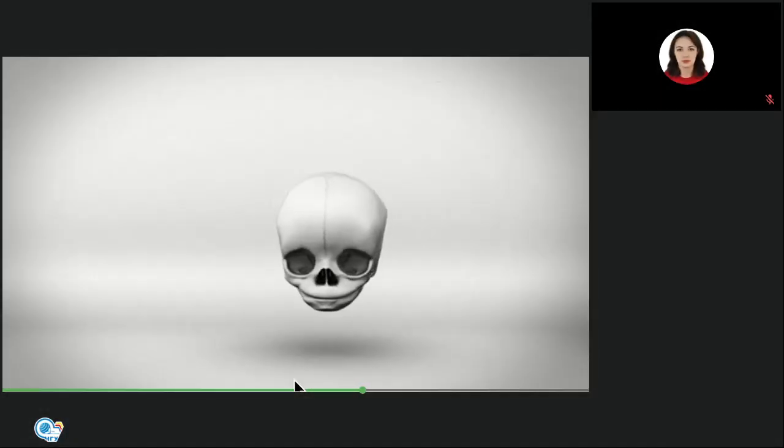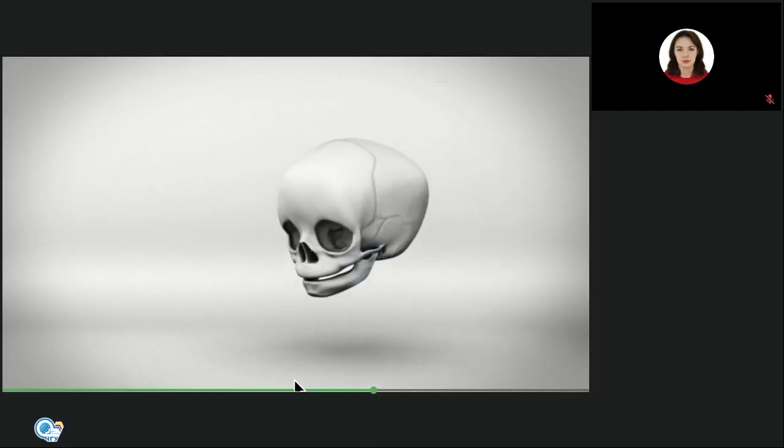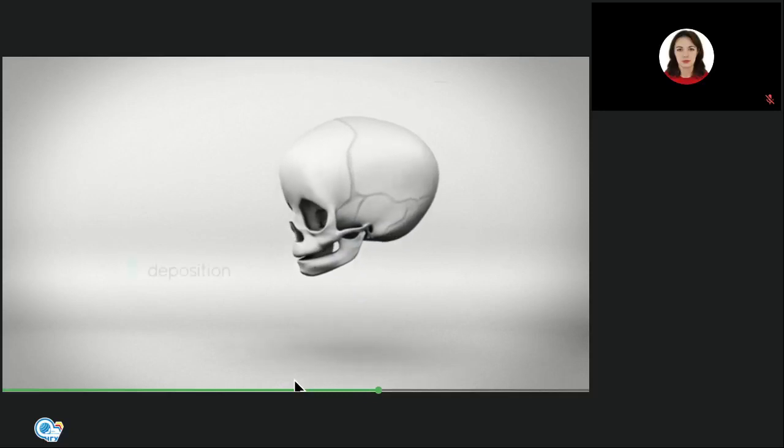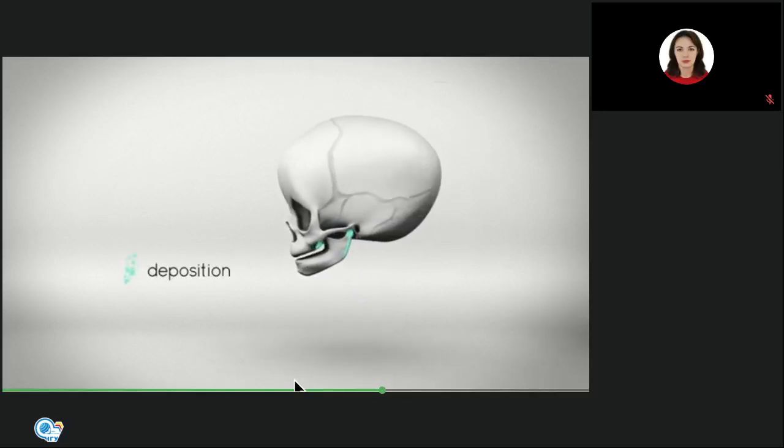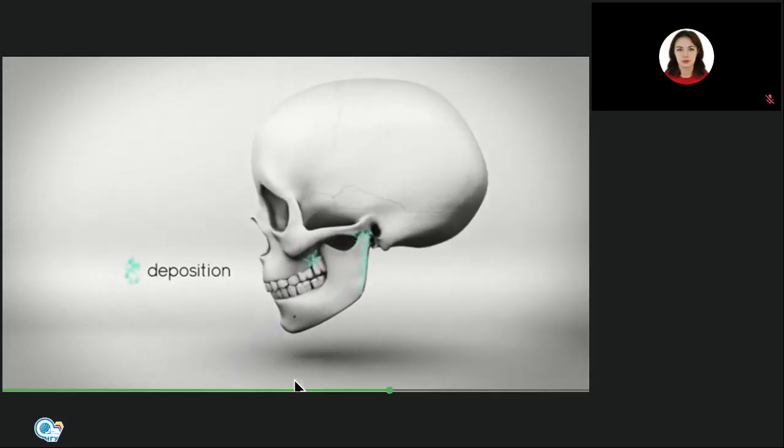Individually, both the maxilla and mandible grow in a posterior and superior direction. But when placed in the context of the growing craniofacial complex, bone deposition at these locations displaces the middle and lower face downward and forward.